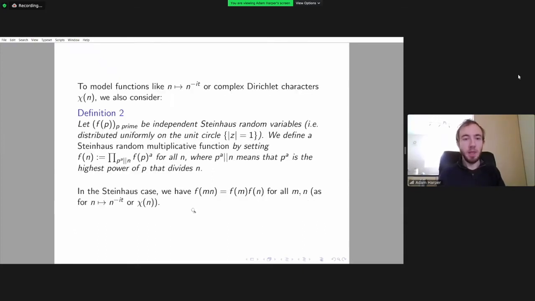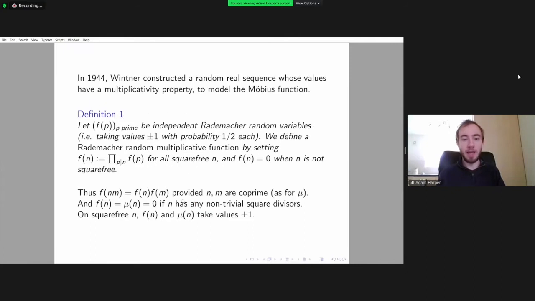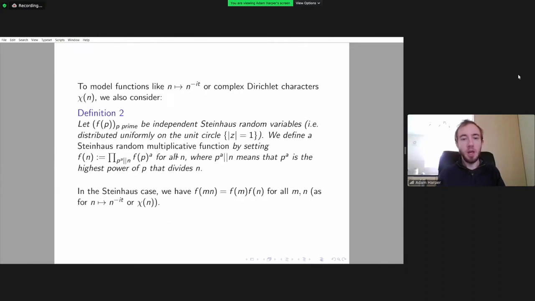Now, there is another kind of random multiplicative function which I'll briefly mention. For the purpose of this talk, you can just think about this Rademacher case, if you like, this definition 1. But this second kind of random multiplicative function is actually more useful these days, I would say, and will be relevant to the thing I'll say at the very end. So these are called Steinhaus random multiplicative functions. And the way you get them is now on the primes, you define your function to be an independent sequence of random variables, but now uniform on the unit circle instead of plus or minus 1. So uniform on the complex numbers with absolute value 1.